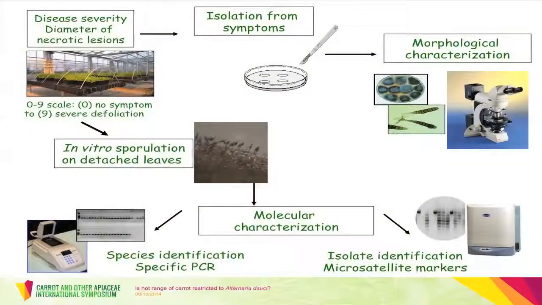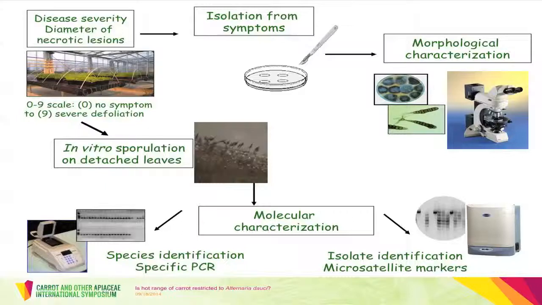And after that, we rate 5 times the disease severity, so the symptom on a 0 to 9 scale. 0 stands for no symptom, and 9 stands for severe defoliation. And we also take into account the diameter of the necrotic lesion. After that, we realize isolation from symptom.